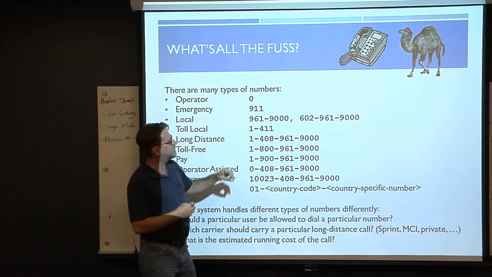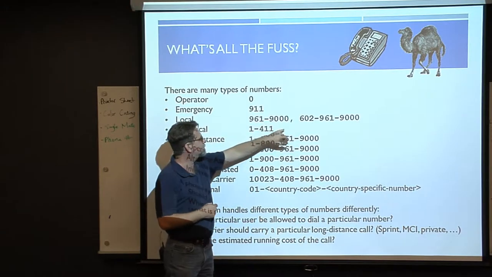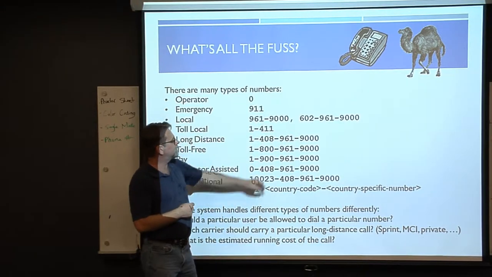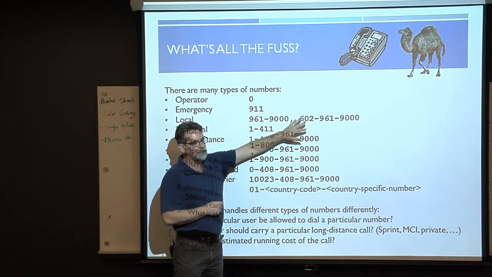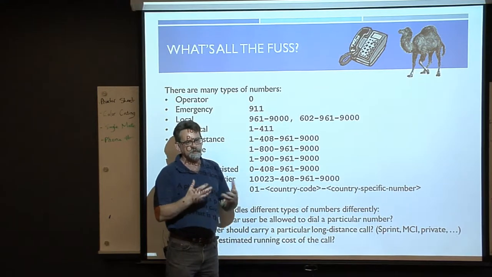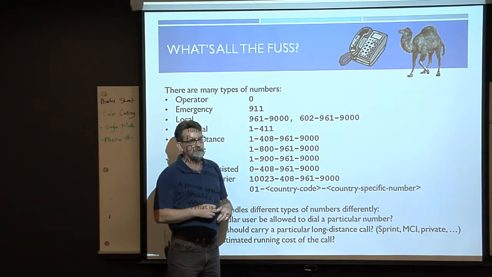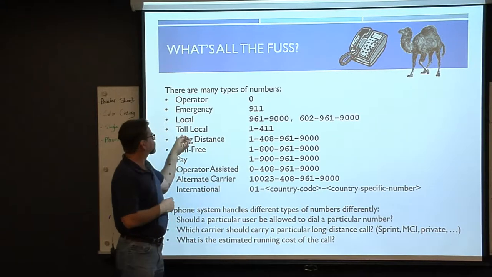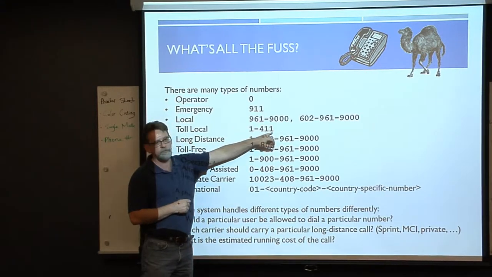Now they ran out of numbers, so they relaxed the rules about the second position, and I'm not really sure what they do now. It might have to do with, if you're dialing a local area code, it probably figures it out. As opposed to, if I'm in Arizona and dial an Arizona area code, it's going to figure that out. But I don't know actually how all that works out now. And you have what's called toll local. You can dial 1411 for information.